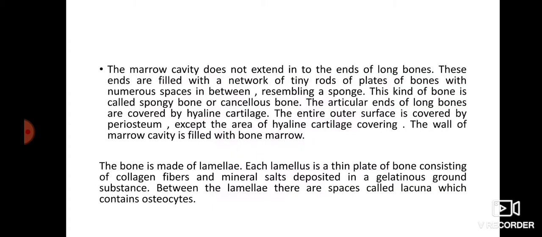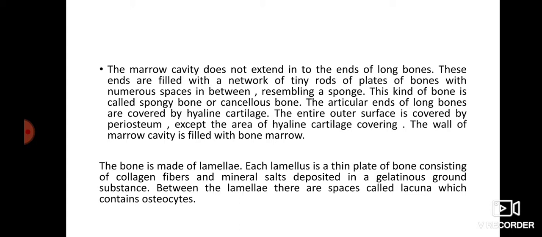The marrow cavity does not extend into the ends of the long bone. These areas are filled with a network of tiny rods of bone. They resemble a sponge, so it is called spongy bone. Now, the compact part of the bone is covered by periosteum. The periosteal covering is a fibrous membrane that protects the bone, and the shaft of the bone is covered by periosteum. But the articular ends are not covered by periosteum, and that area is replaced by hyaline cartilage. Hyaline cartilage is present on the articular ends, so that area does not have periosteum.